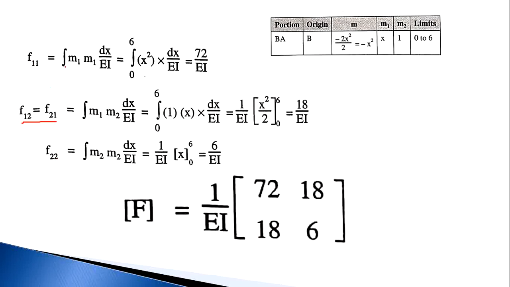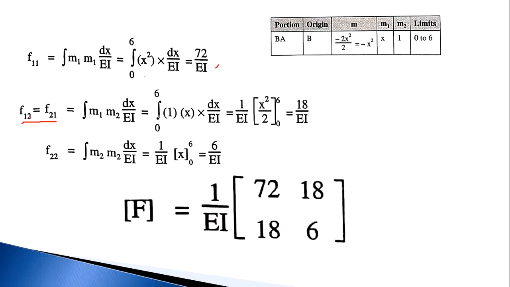So F11 becomes integration of M1 into M1 dx upon EI. The limits are 0 to 6. What is the M1 value? That is x, so x into x becomes x square into dx upon EI. So solving this equation, we got F11, that is 72 upon EI.